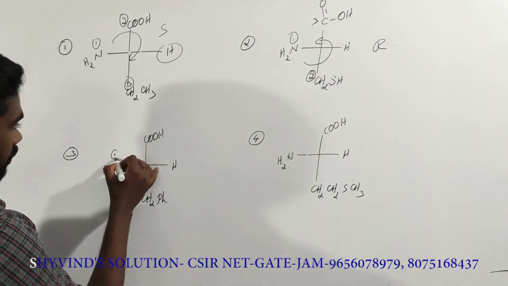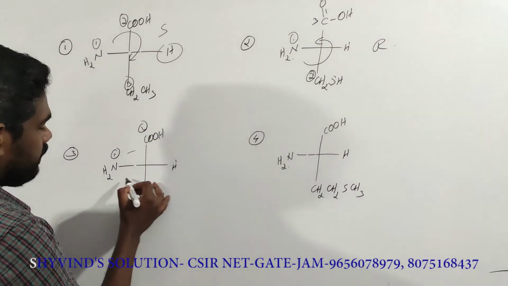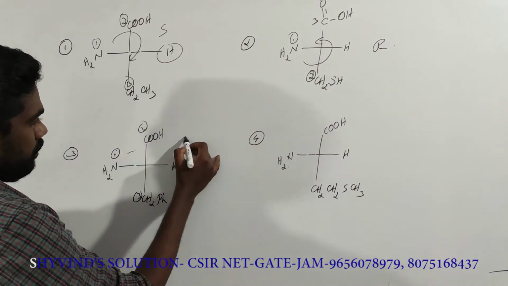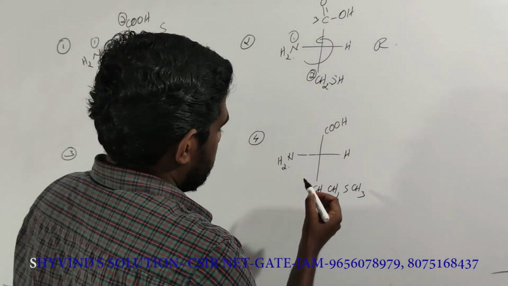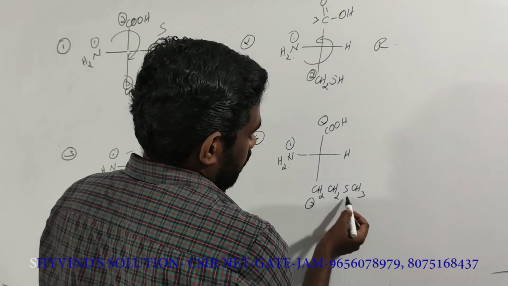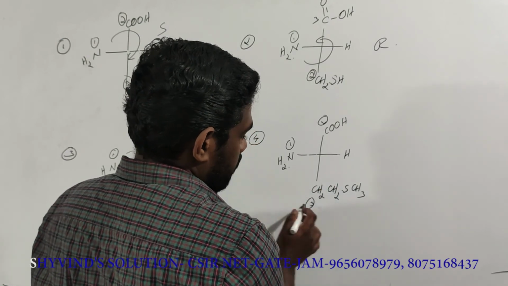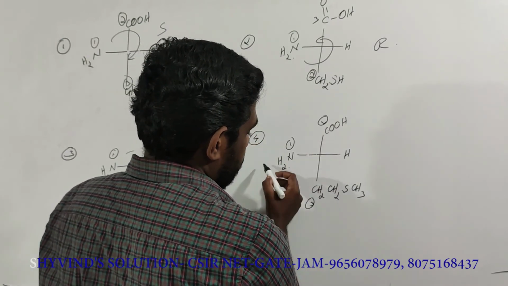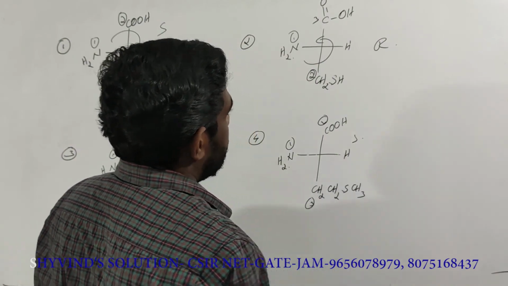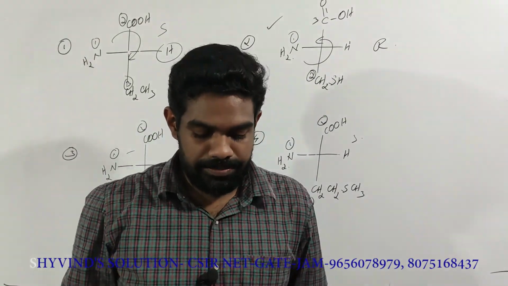Here 1, 2, 3 is clockwise, but hydrogen, the lowest priority group, is at the horizontal position, so it will be S. In this case also 1, 2, 3. Here we have a sulfur, but sulfur is not directly attached to this carbon, so we should give preference to this one: 1, 2 and 3 clockwise, but hydrogen is here, so this is S. So the answer is option 2. This will give you the R configuration.